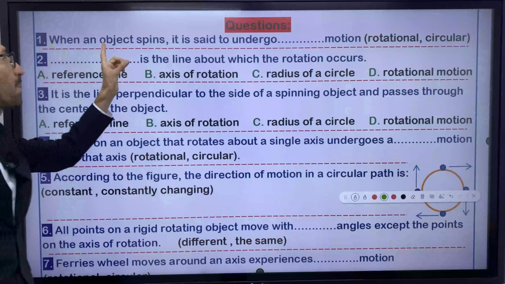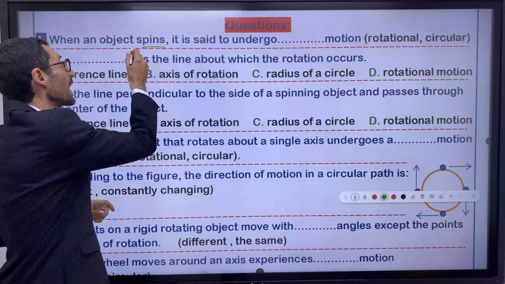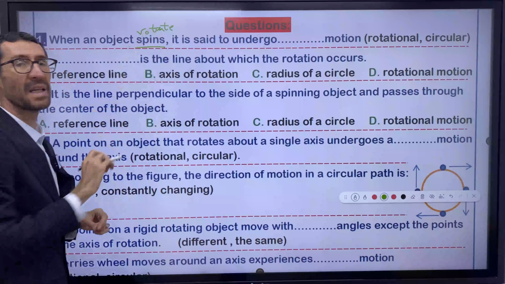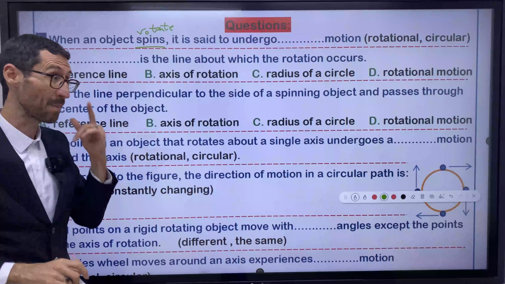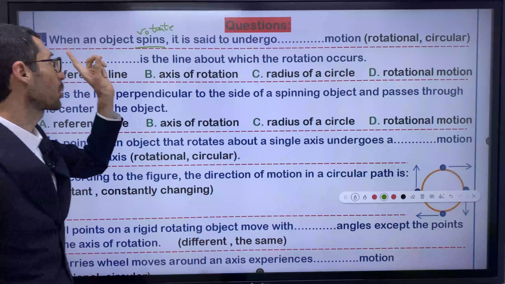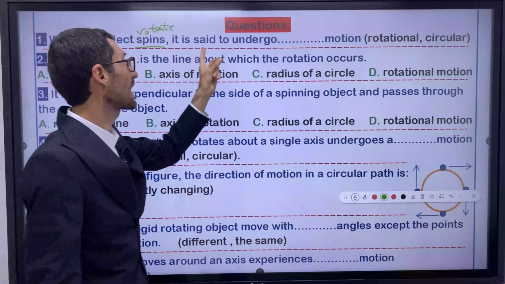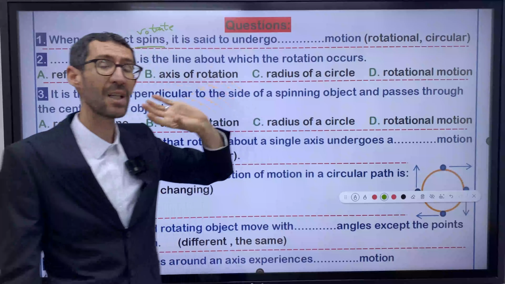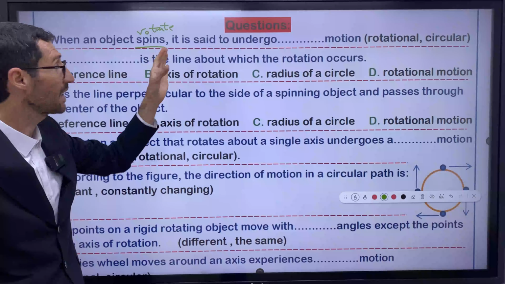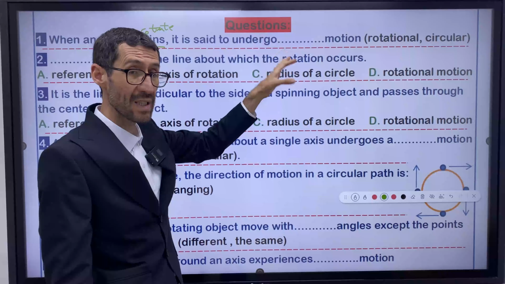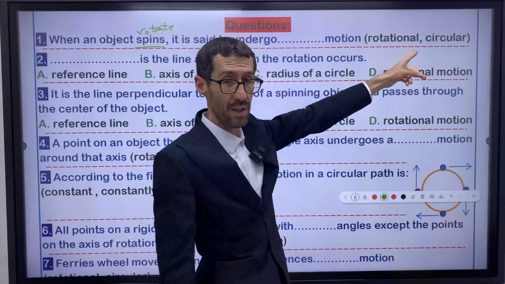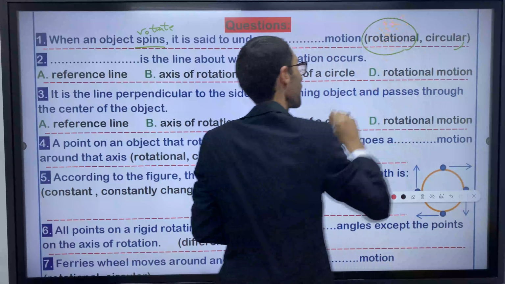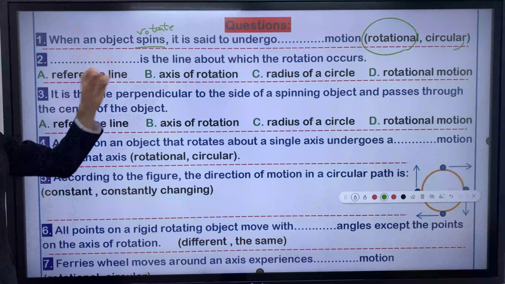Question number 1. When an object spins, I told you, spin means rotate, right? Spin and rotate have the same meaning. When an object rotates or spins, it's said that the object undergoes what? Rotational or circular motion? I'm sure you know the answer. Rotational motion, because spin means rotation, so rotational motion.